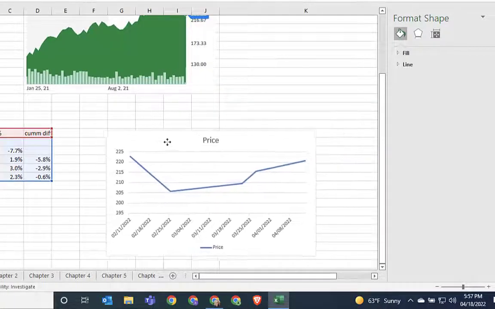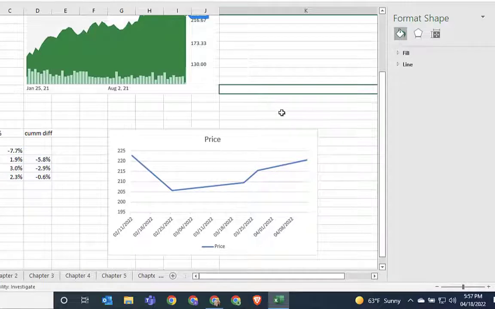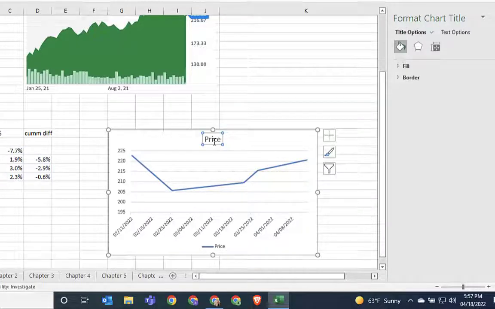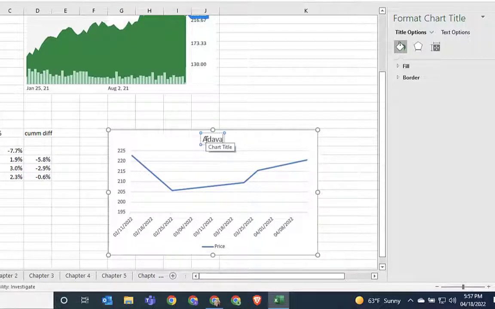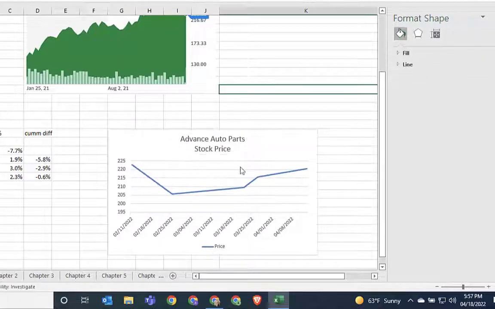Actually, I think we could move that closer. So I'll put it right there. On here, I want to put my name and then I'm going to put stock price. So we just want to have a nice title. And here's my line. So we've just created a very simple chart. I'm going to save my file.